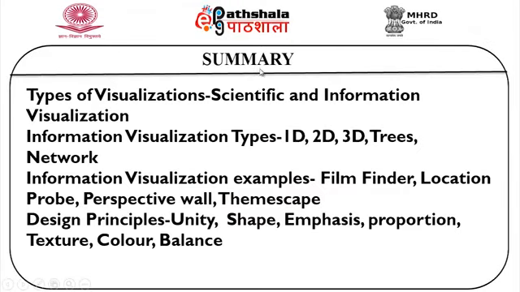Till now, to summarize this module, we have been looking at the various types of visualizations like scientific and information visualization. We have also looked at the information visualization types like one-dimensional, 2D, 3D, trees and network visualization. We have looked at various examples of information visualization: film finder, location probe, perspective wall, themescapes. These are good examples of information visualization. We have also looked at the design principles associated with the visualizations like unity, shape, emphasis, proportion, texture, color and balance. Thank you.